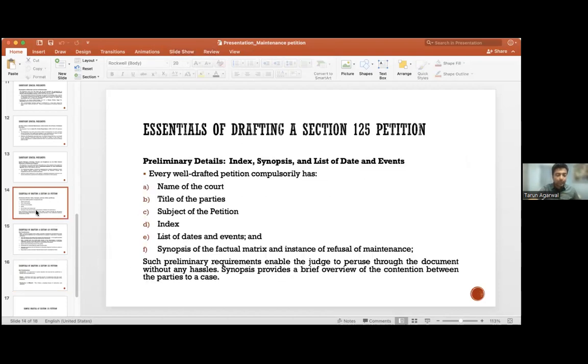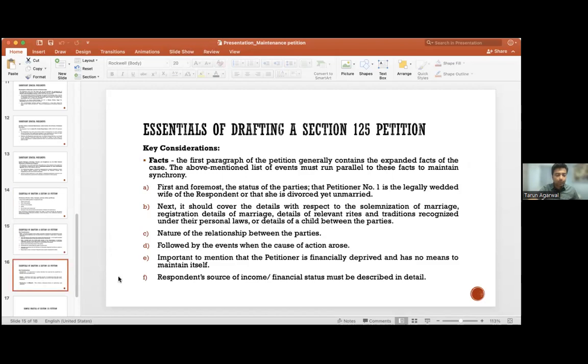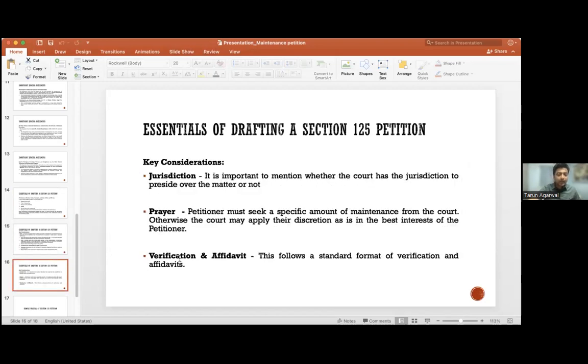Now the next important point is verification and affidavit. These are the technical requirements. After you have completed a draft, you have a verification clause wherein you state that I am so and so party and I have read the above contents and I verify that this petition is true and correct as per my knowledge, and which has to be supported by an affidavit.